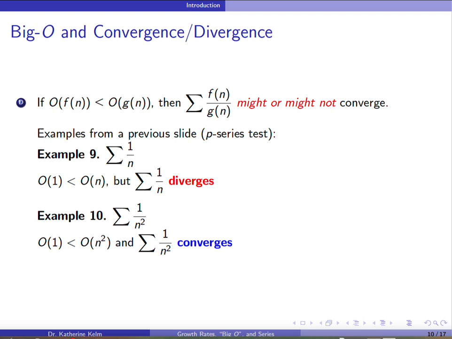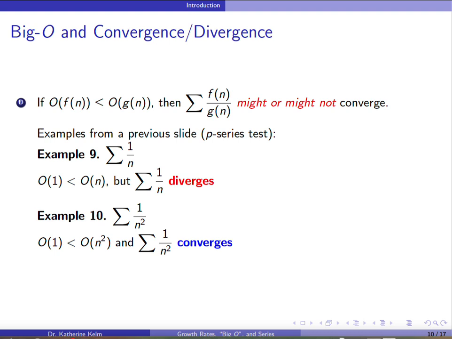Now here's what we alluded to earlier. If big O of f of n is less than big O of g of n, then the series might or might not converge. So using the examples from a previous slide when we mentioned the p-series test, it turns out that the series 1 over n diverges. But the series 1 over n squared converges. And you'll learn that when you learn the p-series test.